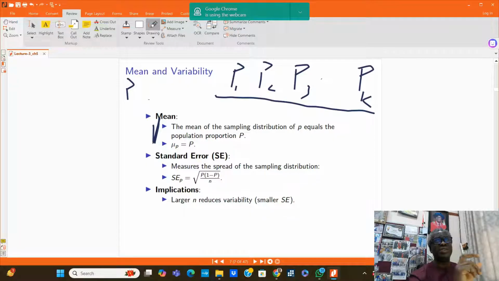So the mu P there is talking about the mean of the sampling distribution of sample proportions, and this mean of the sampling distribution of sample proportions is actually equal to the population proportion. That result is fundamental because it describes the location, the center of the sampling distribution of the sample proportions.